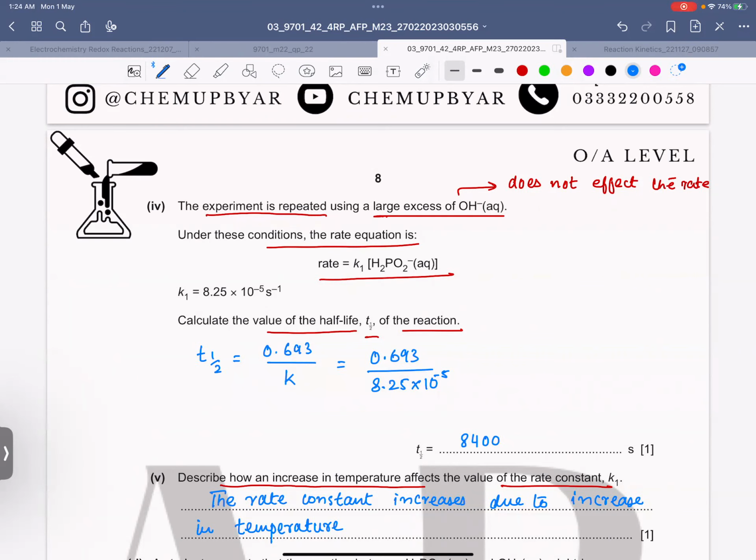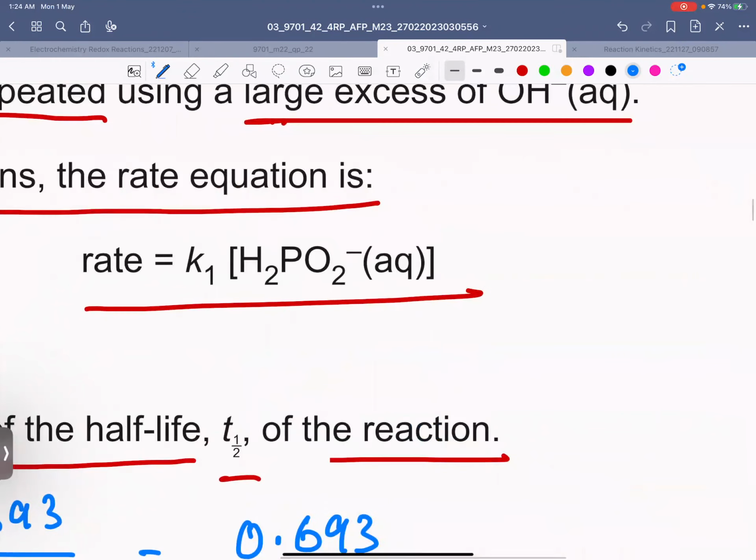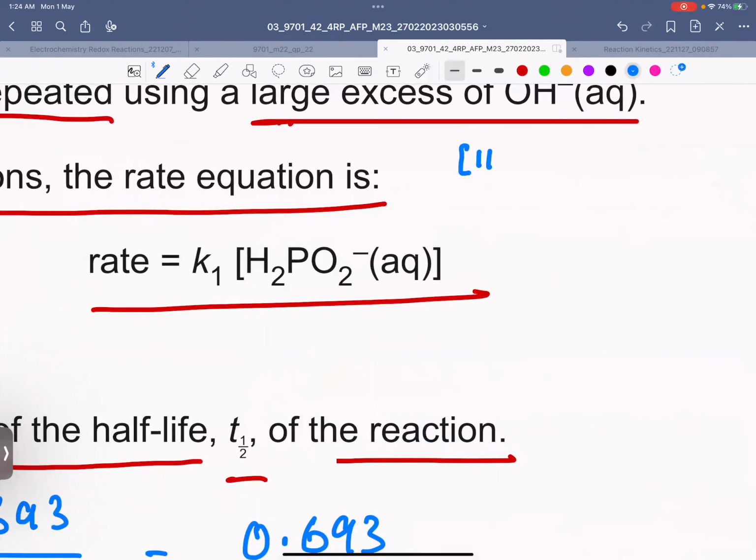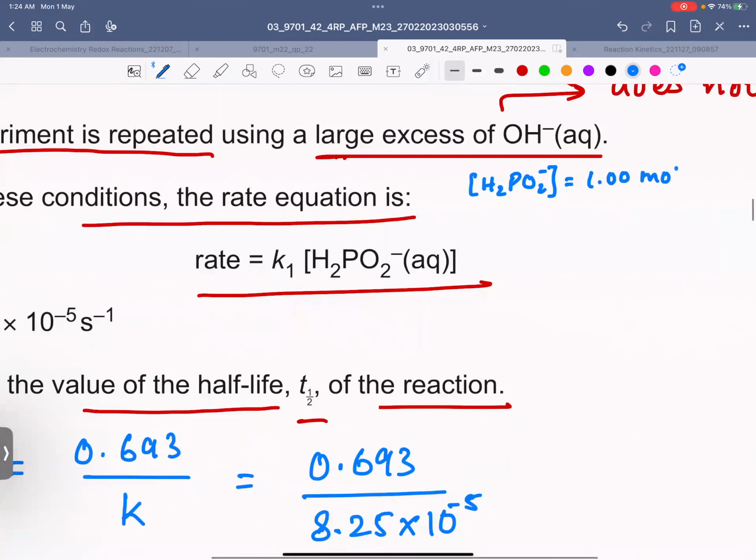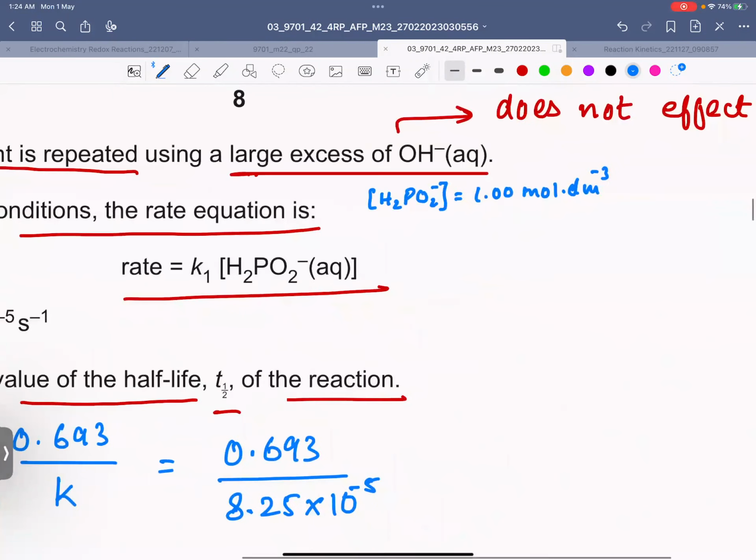Okay, let me explain it in this way. For example, the concentration of H2PO2 negative is, let's suppose, 1 mole per dm cube. And we are performing the reaction at 25 degrees Celsius. So we are going to get some value, let's suppose it is X. That is some numerical value, right?